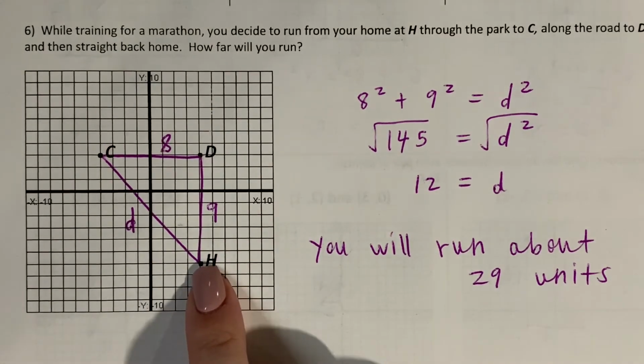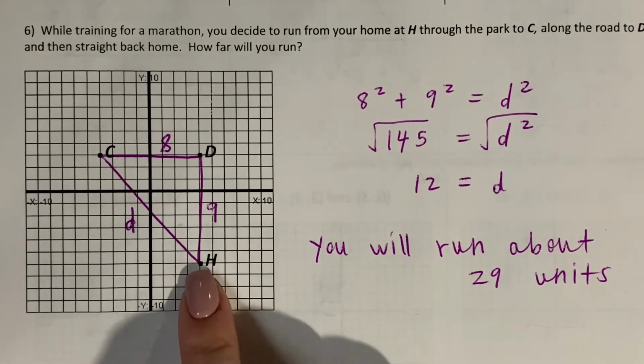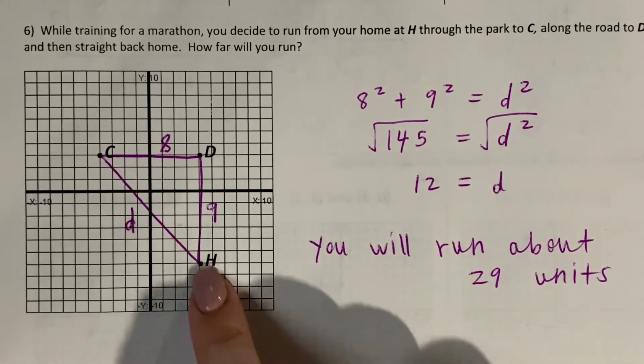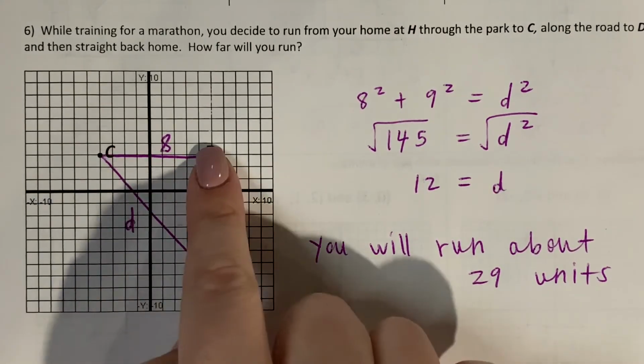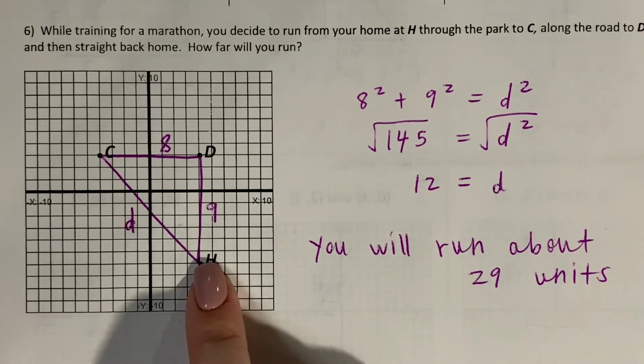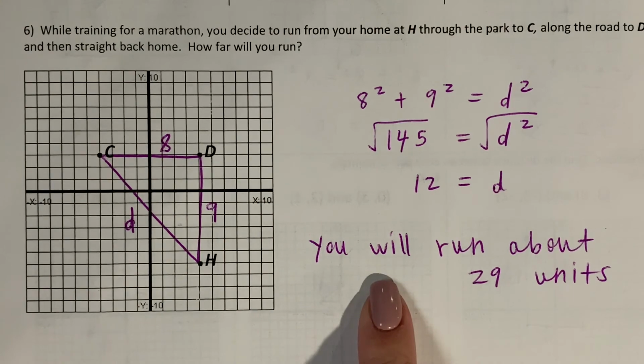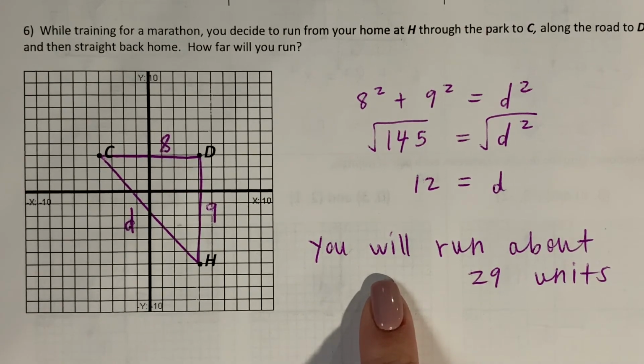So keep in mind, you're running this whole distance. You're basically running a big triangle. And so you found that this diagonal distance is 12, and then you run 8 units, and then you run 9 units. So you're doing 12 plus 8 plus 9. So your answer is that you will run about 29 units.